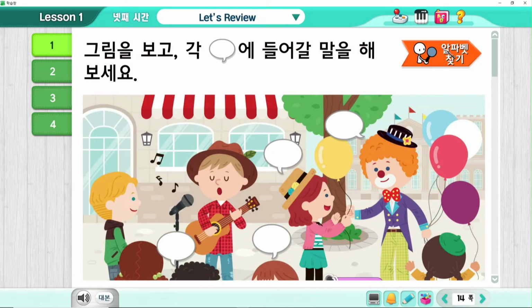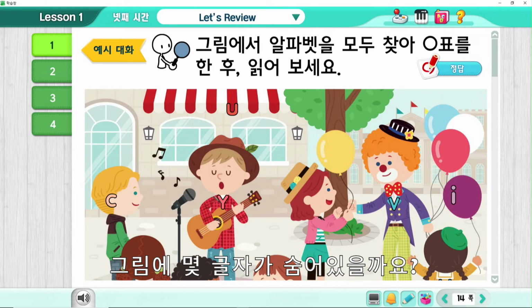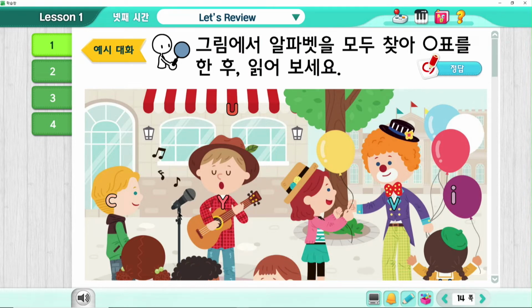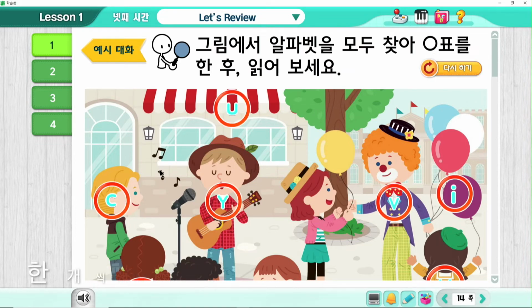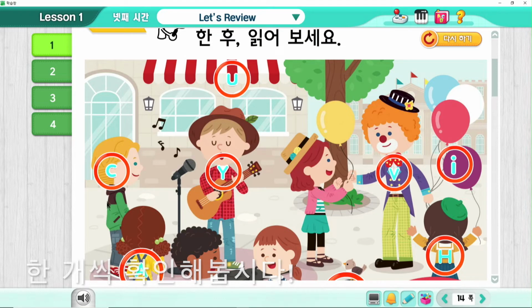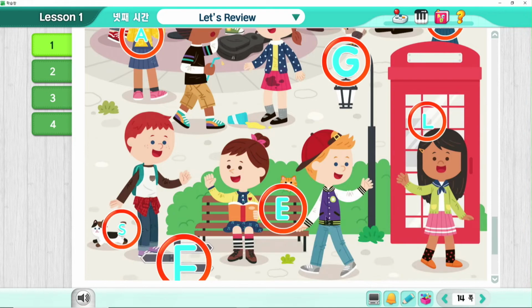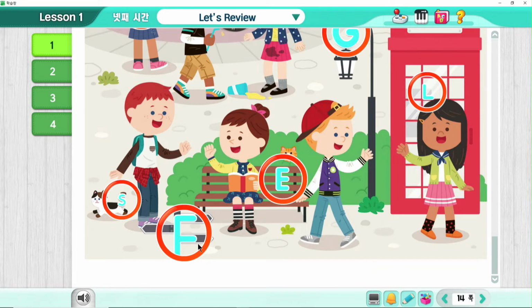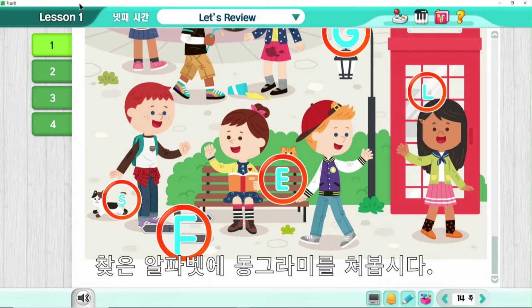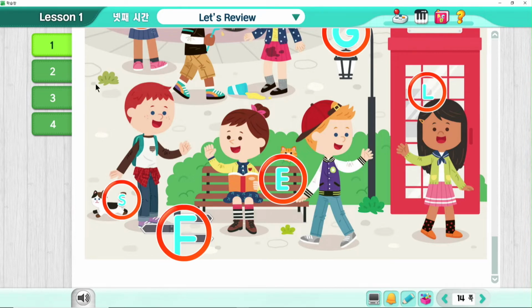And also let's find out the alphabet together. How many letters are hiding here? Yes, there are 12 letters. Let's find out. Okay, now let's check one by one. A, C, U, Y, V, I, H, G, L, E, S, F. Circle the alphabets as we check the answer. Good job.